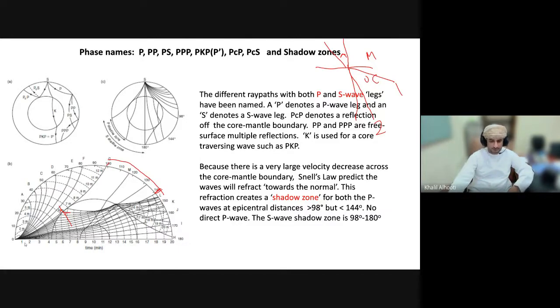If it hits the surface and returns back, these are not considered direct P waves. These are direct: P is direct, PcP is direct, PKP is direct as well. Based on this information, people know that the outer core is made up of liquid.